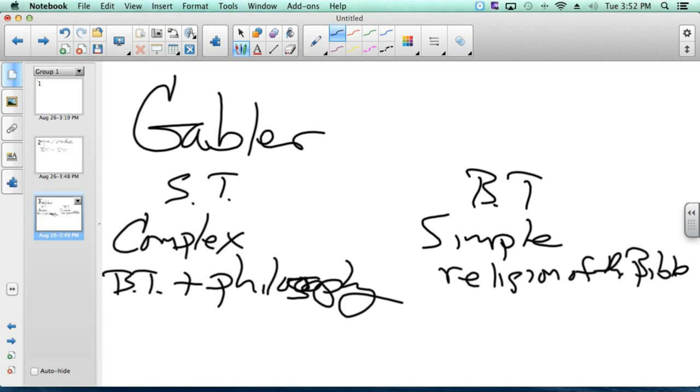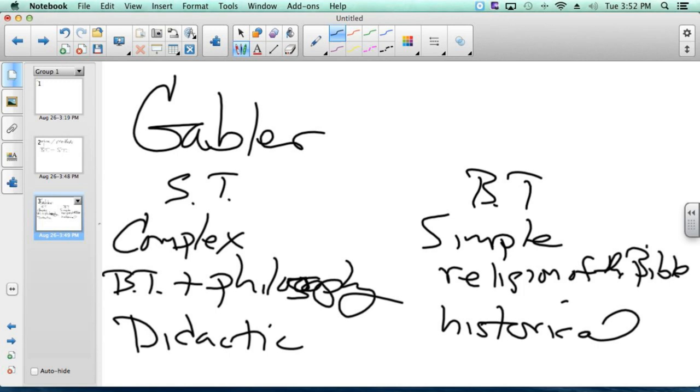Can you read my writing? Simple, the religion of the Bible. Systematic theology, he says, is didactic, it's for teaching, and biblical theology is historical. So I think we can delineate those points of contrast between systematic and biblical theology per Gabler's assessment: complex versus simple, biblical theology plus philosophy versus the religion of the Bible, that which is didactic versus historic.